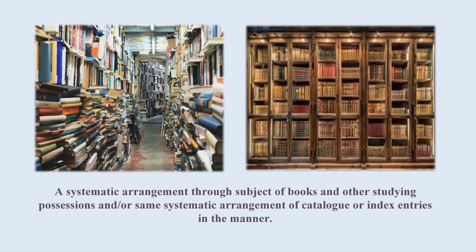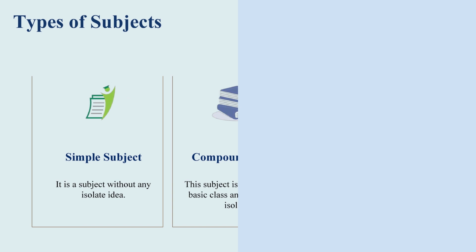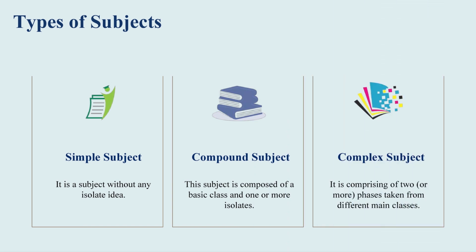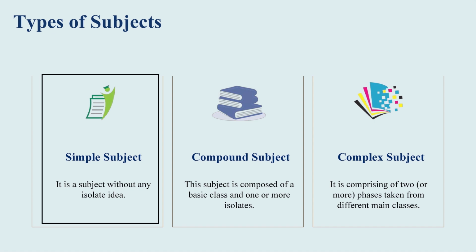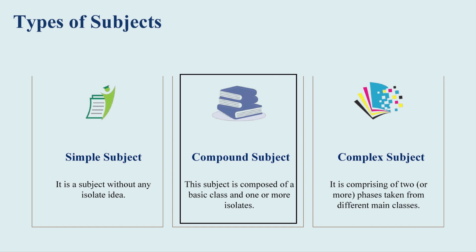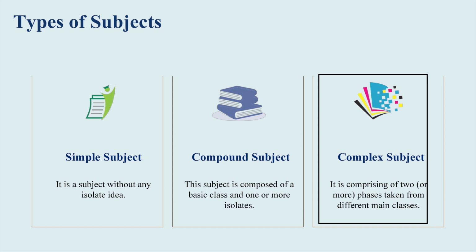As a result, we can satisfy the different laws of library science as enunciated by Dr. S.R. Ranganathan. As we are talking about the subject, there are three types of subject: simple subject, compound subject, and finally the complex subject. The simple subject has no isolate idea with it; it is simply a basic subject. The compound subject is a combination of a basic subject with one or more isolate ideas. Finally, the complex subject deals with two phases taken from different main classes.